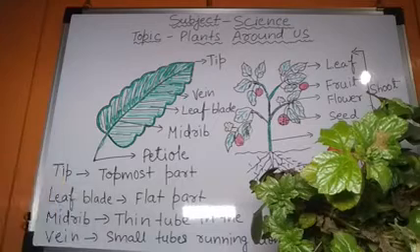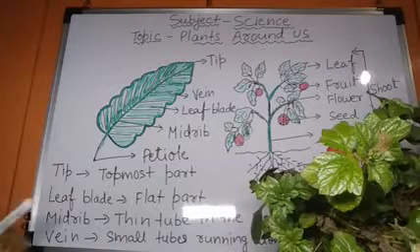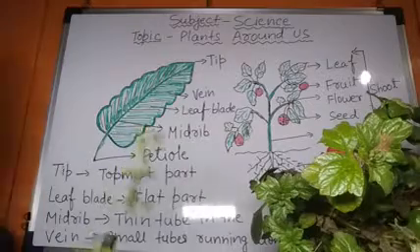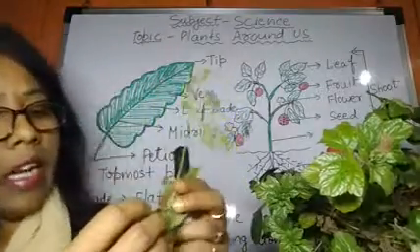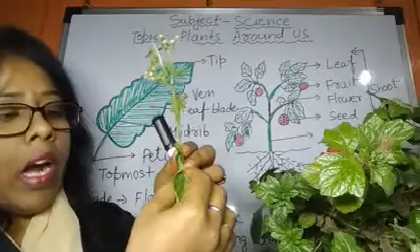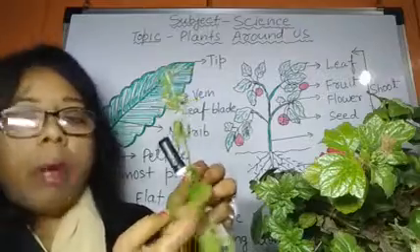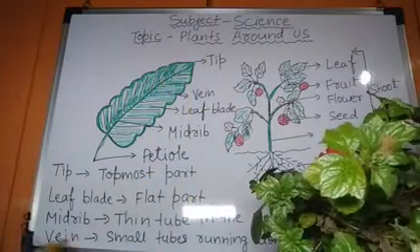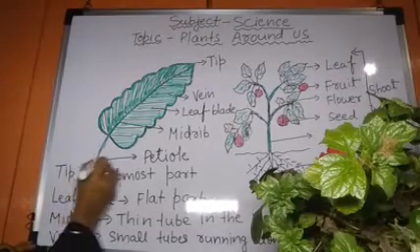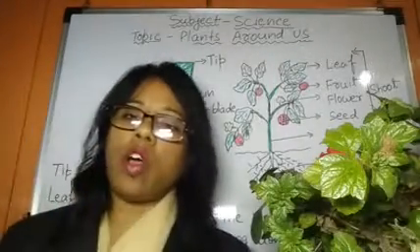First is the tip, the topmost part. Second is the vein. Third is the leaf blade. Fourth is the midrib. And one more part is there, that is called the petiole. What is the petiole? You can see that the leaf is attached to the stem with the help of this one part. This part is called the petiole. Fine. So now you know what the parts of a leaf are.